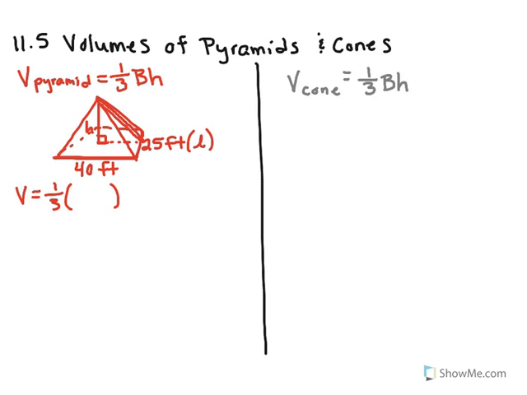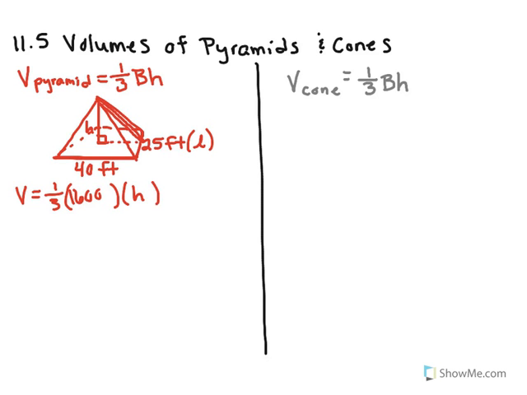Capital B stands for the area of the base, and the area of the base is a square for all pyramids. Well, not all pyramids, but for this particular one. So to find the area of that, I do width times length, which is 40 times 40, and that's going to give us 1600. Now for the height part.